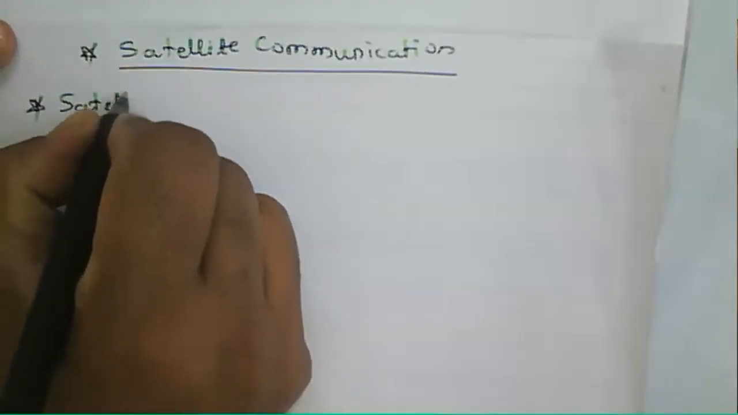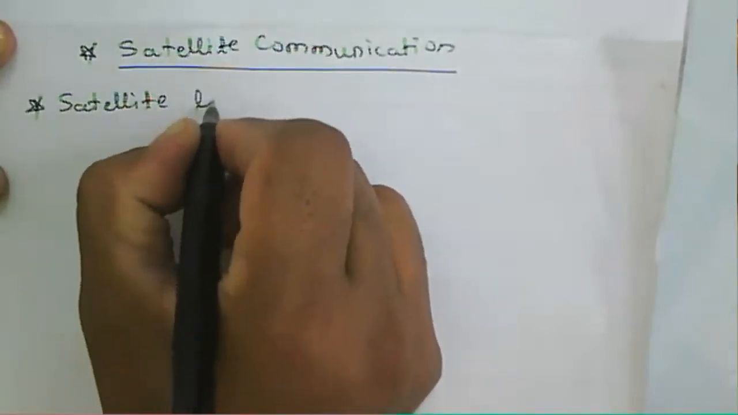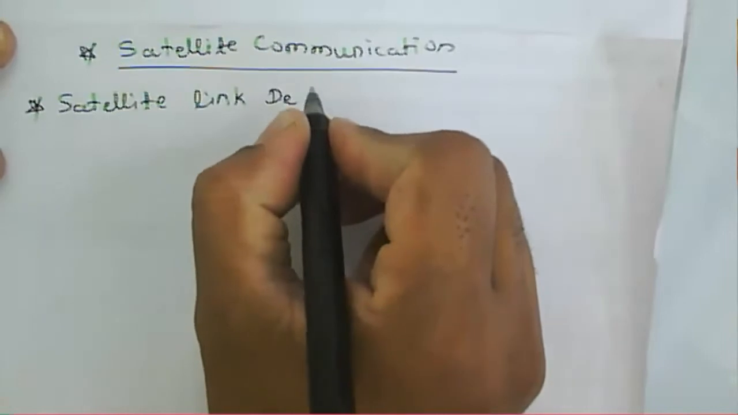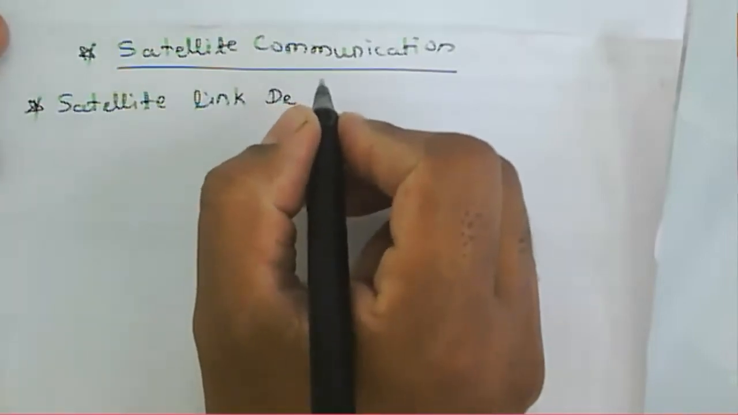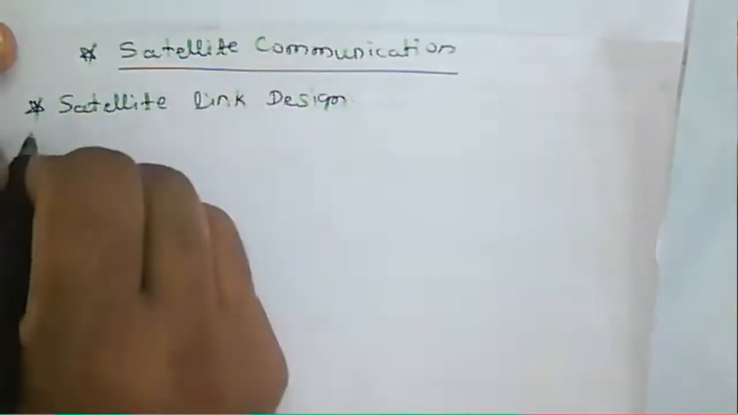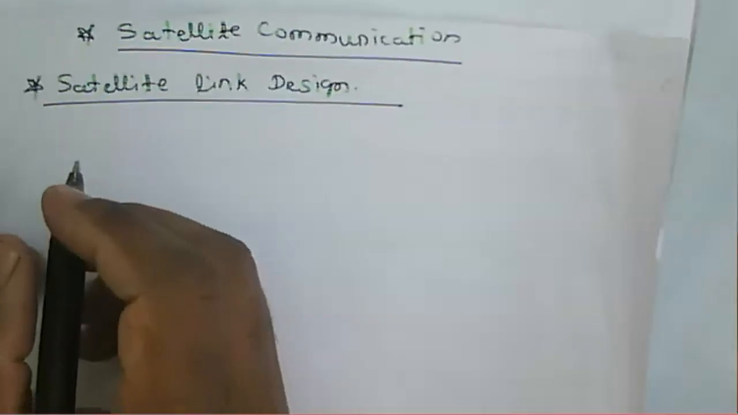Today we will learn the satellite link design. So satellite link design means what? How your satellite communicates to the earth station, or the earth station communicates to the satellite. So that is what we will learn today, about link design.